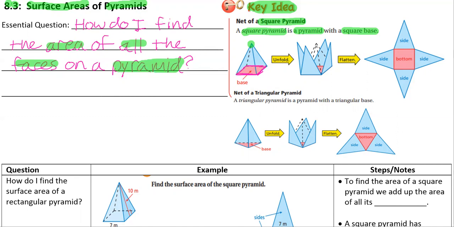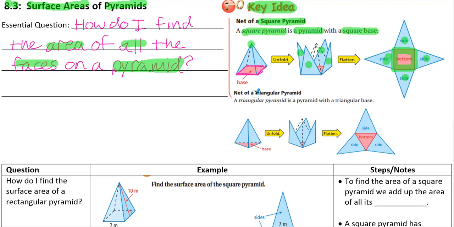So to see that more clearly, we're going to take this and unfold it. You can see one triangle here, one triangle here, one triangle in the back, and one triangle here. And when you're done, you have the base on the bottom, and then you have the 4 triangles on the sides. These triangles have a name. They're called lateral triangles. If you have a square base that has 1 side, 2 sides, 3 sides, 4 sides, there are going to be 4 lateral triangles, one attached to each edge of the base.